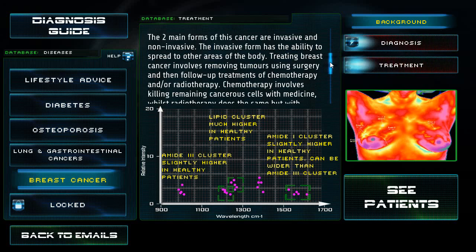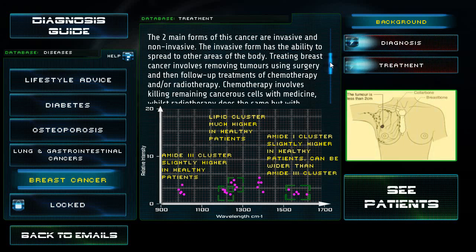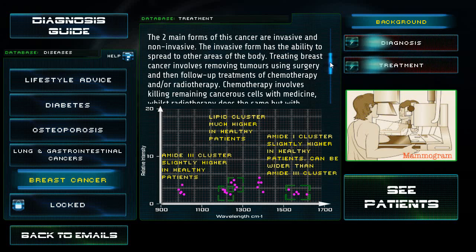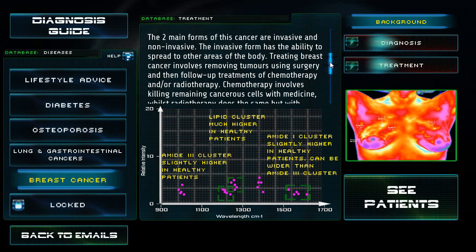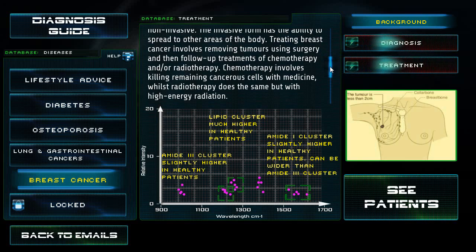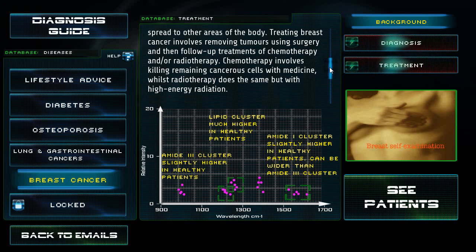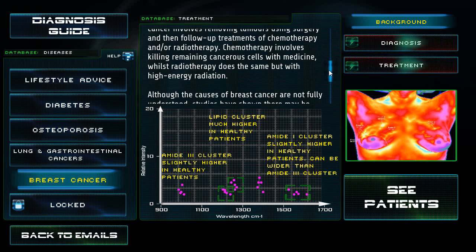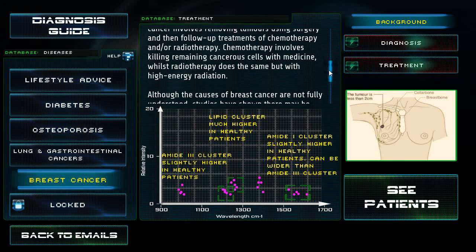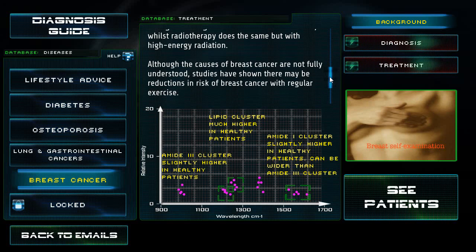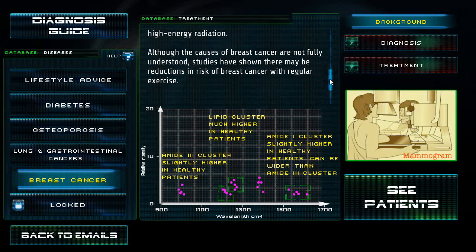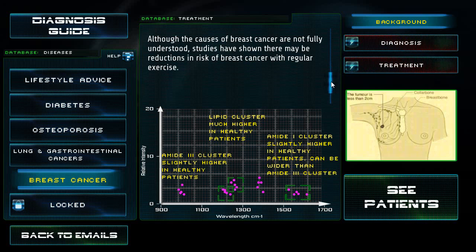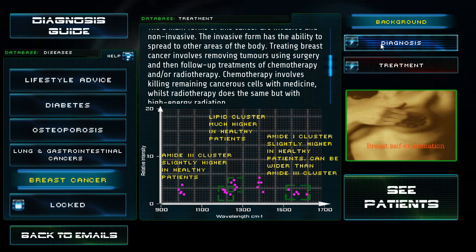The two main forms of this cancer are invasive and non-invasive. The invasive form has the ability to spread to other areas of the body. Treating breast cancer involves removing tumors using surgery and then follow-up treatments of chemotherapy and/or radiotherapy. Chemotherapy involves killing remaining cancerous cells with medicine, whilst radiotherapy does the same but with high-energy radiation. Although the causes of breast cancer are not fully understood, studies have shown there may be reductions in risk of breast cancer with regular exercise.